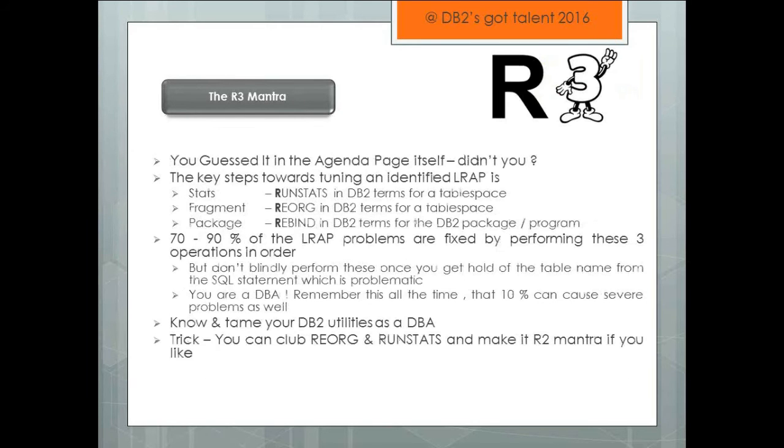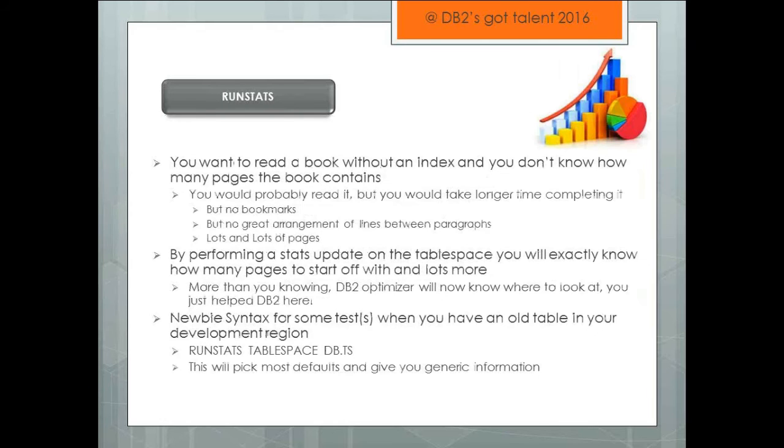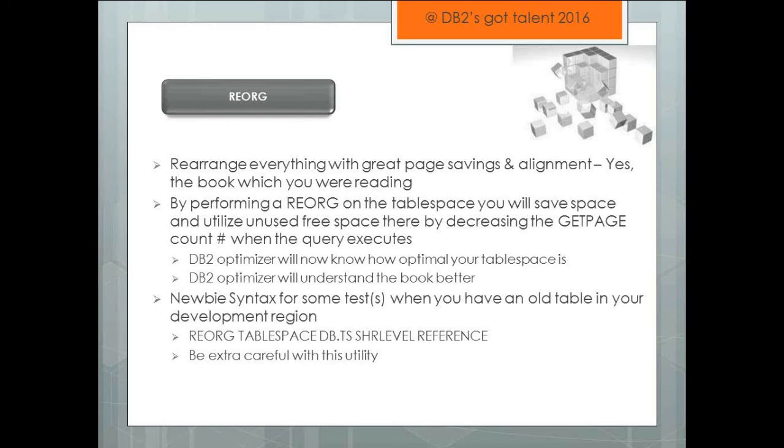The RC mantra is the key here. End of the day, it's RUNSTATS, REORG, and REBIND, which would fix 70 to 90% of the long-running SQL problems, but you need to know your utilities better. Talking about RUNSTATS, it's like reading a book without an index. You would know how many pages the book contains. So better stats will always help understand the need of the day, and DB2 will be more optimized if you have great stats, and there are some syntaxes if you would like to test.